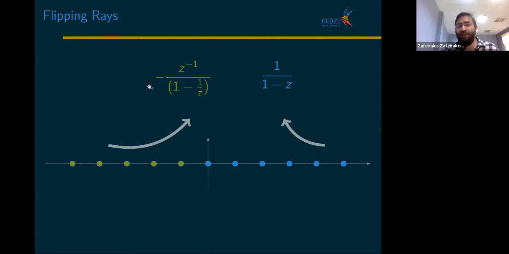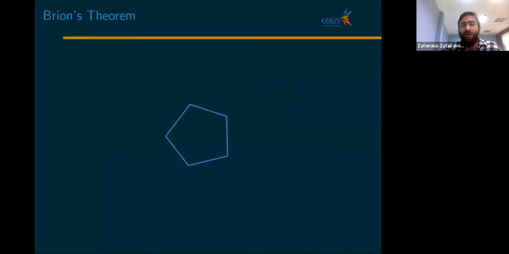So what this means, in polyhedral geometry, we call this working modulo lines. So if a polyhedron contains a line, then its rational generating function is 0. Because if we sum them up, we get 0. So let's see how this can be used. Let's say we have this pentagon, and we want to find the rational generating function for the lattice points in there. We will do the following.